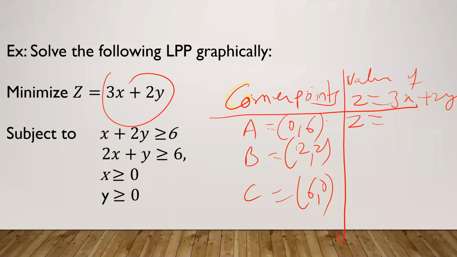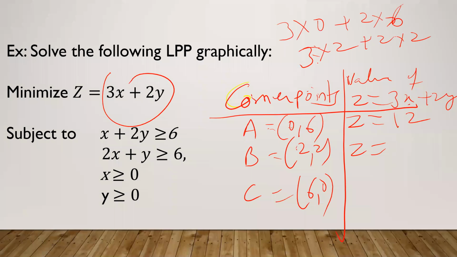So at the point 0, 6, put x equal to 0, y equal to 6. So you will get 3 into 0 plus 2 into 6. That will be 12. Here 3 into 2, the value of x is 2 and the value of y is 2. So 6 and 4, you will get 10. Here the value of x is 6, y is 0, so you will get 18. Now your problem is to minimize Z. So where are you getting the minimum value? Here Z is equal to 10 and it is for 2, 2.